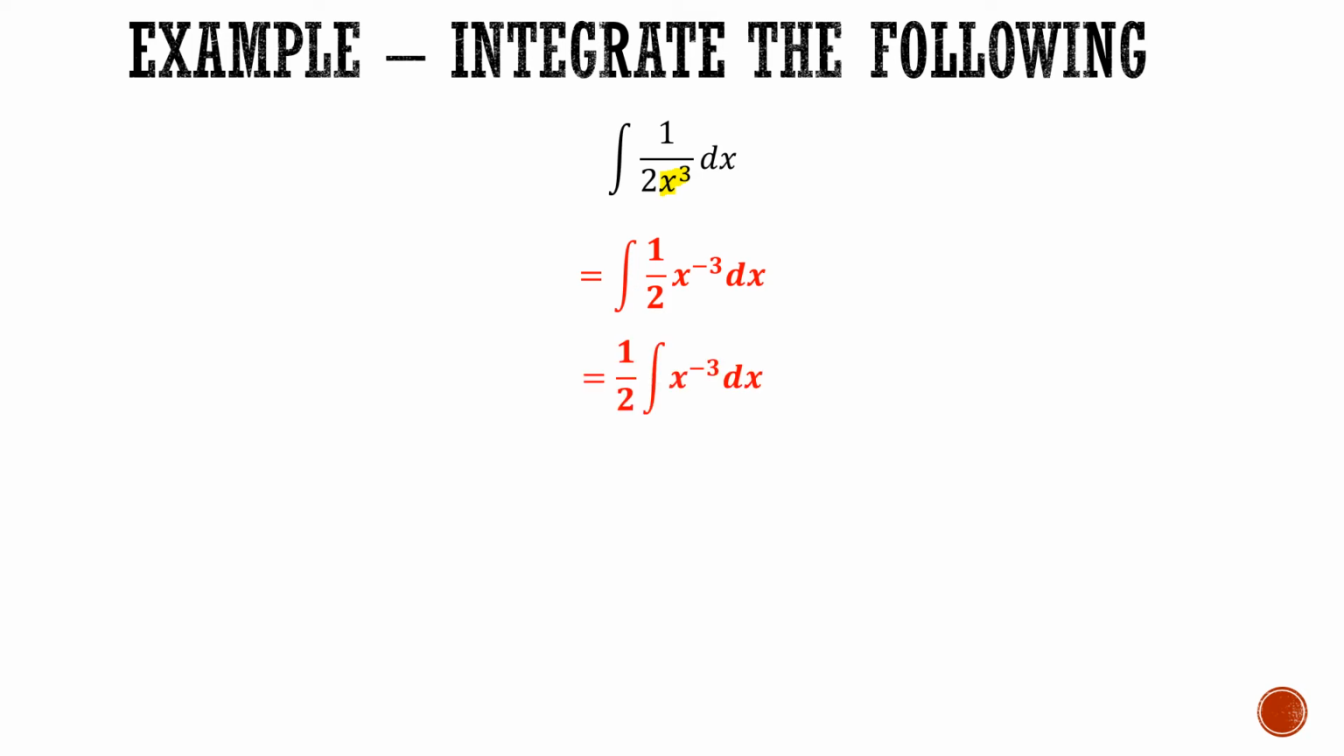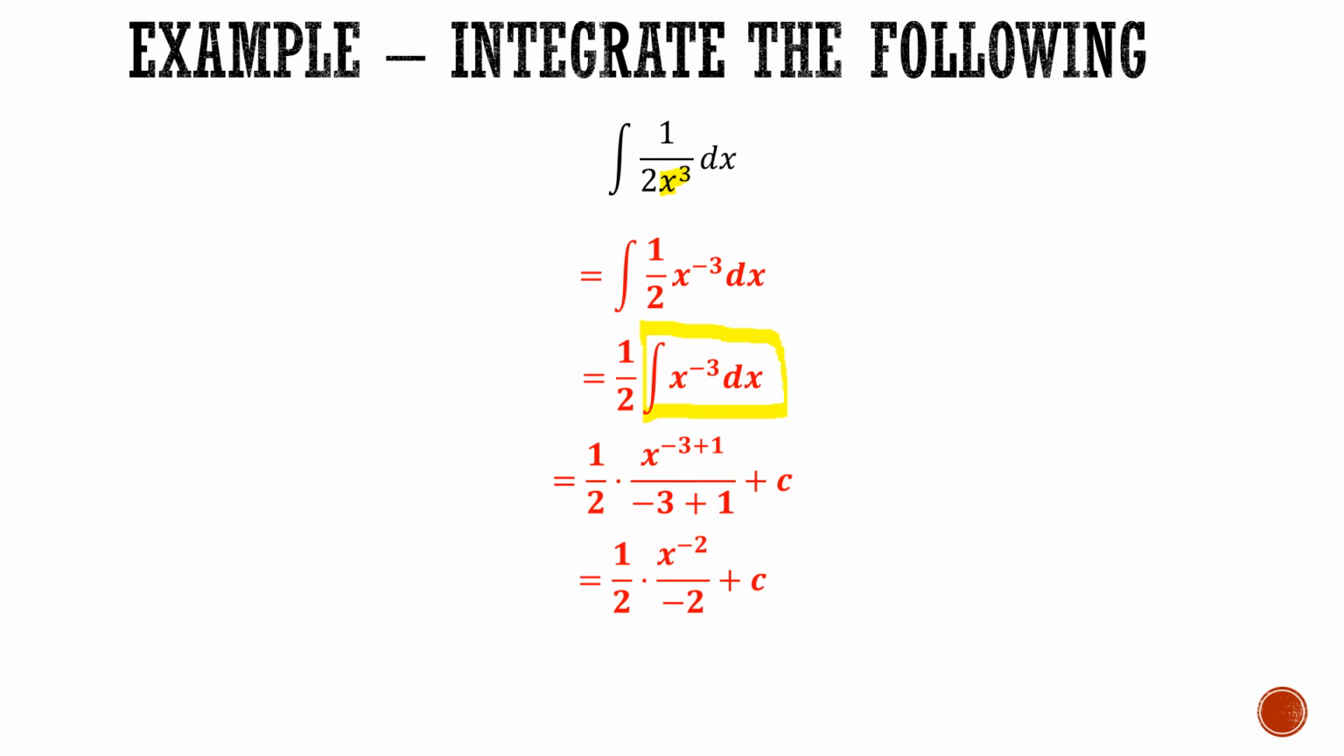Now rewriting it again, I can pull out that 1 half so that I'm only focused on the integral of x to the negative 3. And then using my power rule, I'm going to add 1 to the exponent, divide by that new exponent. So I have 1 half x to the negative 3 plus 1 over negative 3 plus 1 plus c.